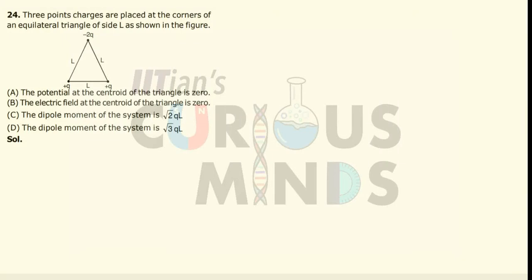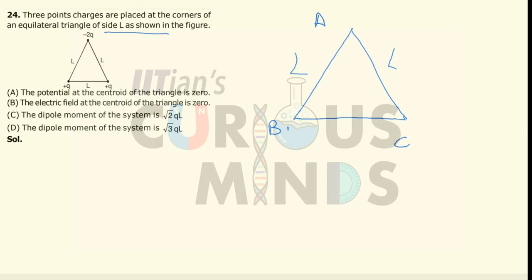Three point charges are placed at the corners of an equilateral triangle of side L as shown in the figure. We have to verify various statements over here. Before we proceed, let me draw an equilateral triangle of side L. Let this point be A, let this point be B, let this point be C.